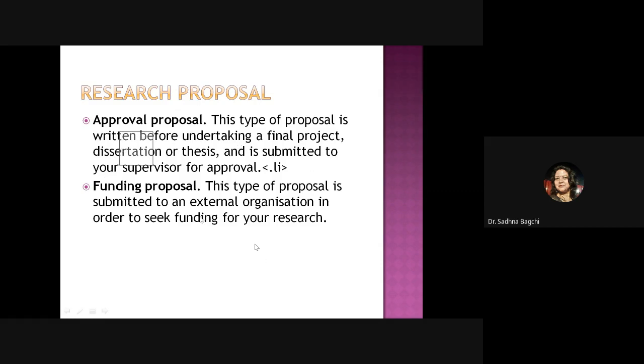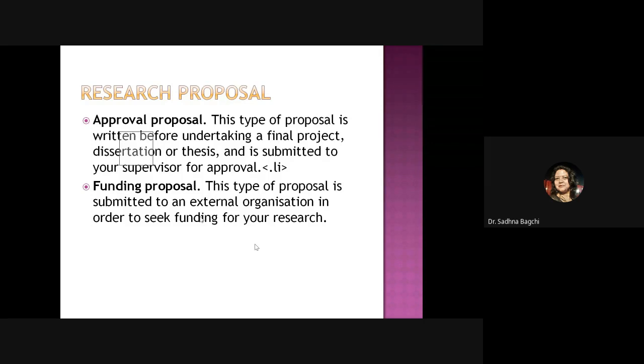And the second one is the funding proposal. This type of proposal is submitted to an external organization in order to seek funding for your research. Means in this category, the mini project, major project, funding project or the industrial project fall. So when you are writing the funding proposal, the budget will be a very important element in it. But in the approval proposal, the budget has no more significance.